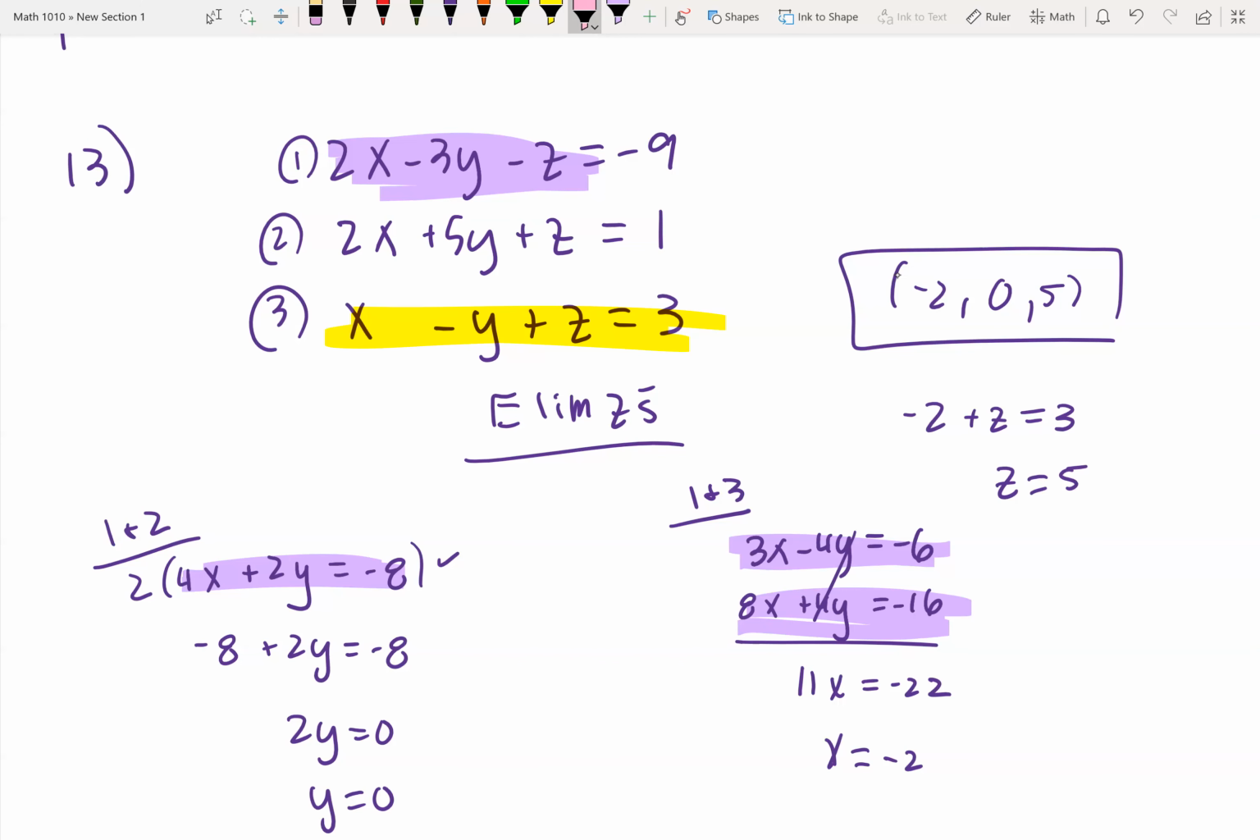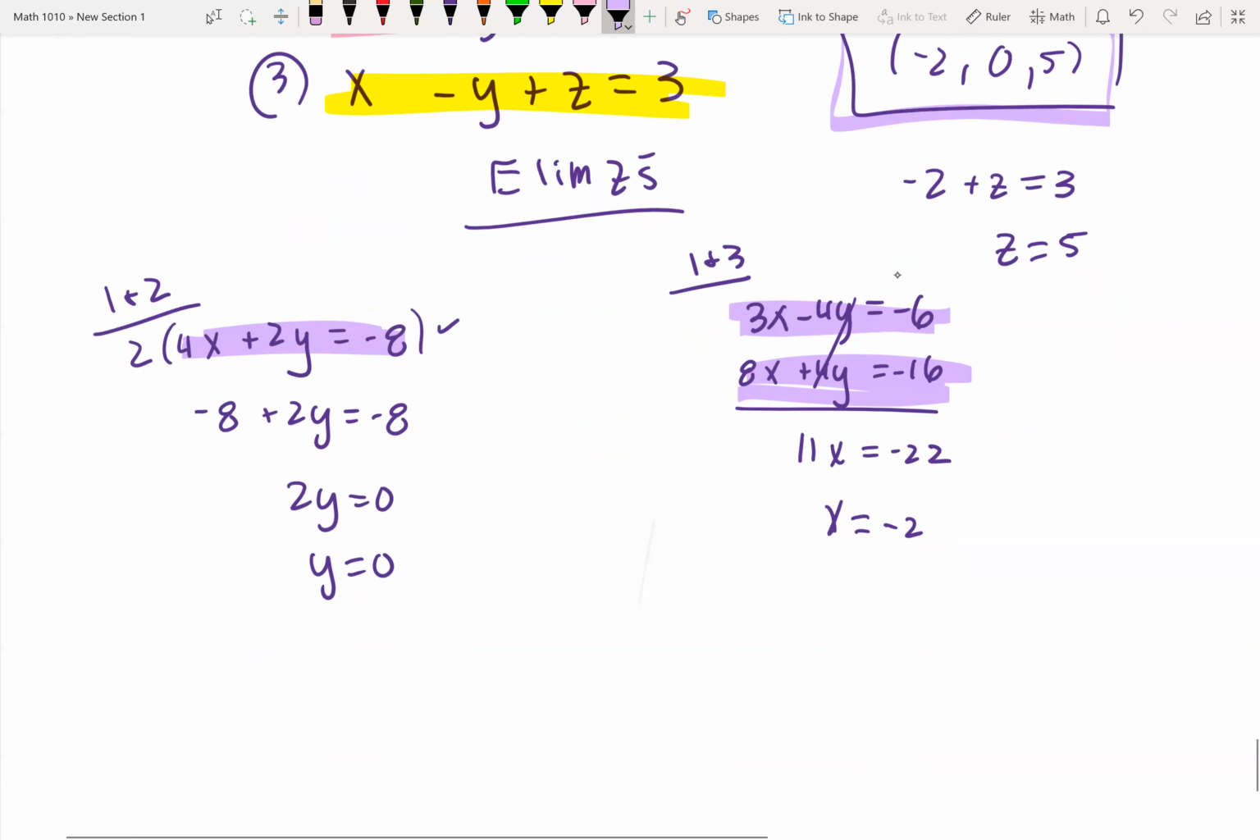Now I'm going to check this one right here. So I'm going to go 2, membar, enter, plus 5, membar, right, enter, plus membar, right, enter, and I got a 1. Last one, membar, enter, minus membar, right, enter, plus membar, right, enter. All three of them worked out. I am 100% confident that that is my answer. So check, okay?